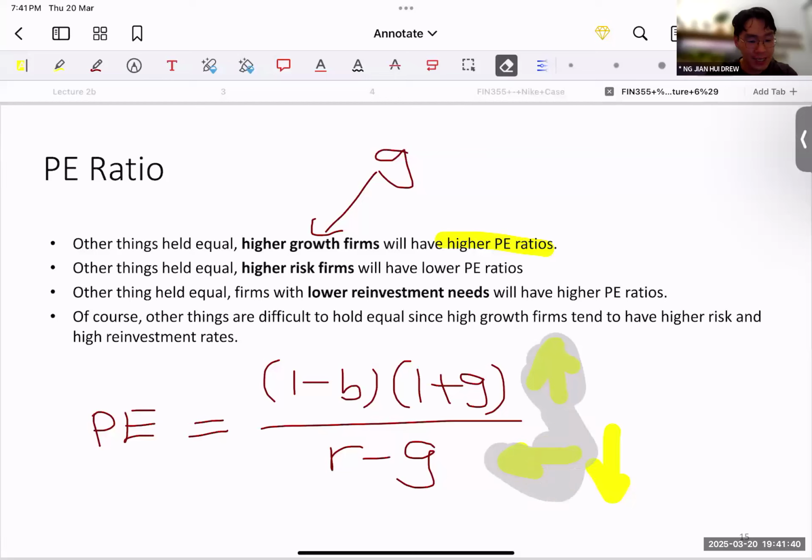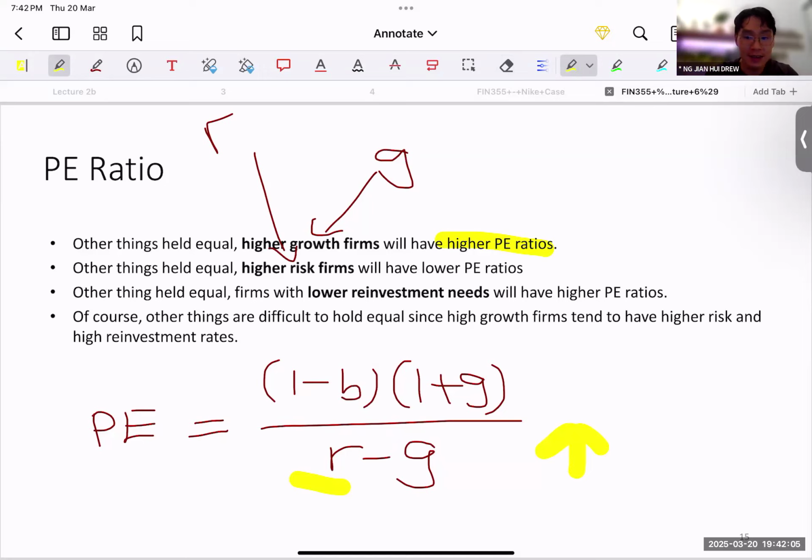Okay. Now let's go to the second one. All things equal, higher risk firms have lower PE. So for higher risk, what are we looking at here? Yes, correct. R is big, right? So if R is big, your denominator will increase, right? Denominator increase causes your PE to decrease, lower PE.